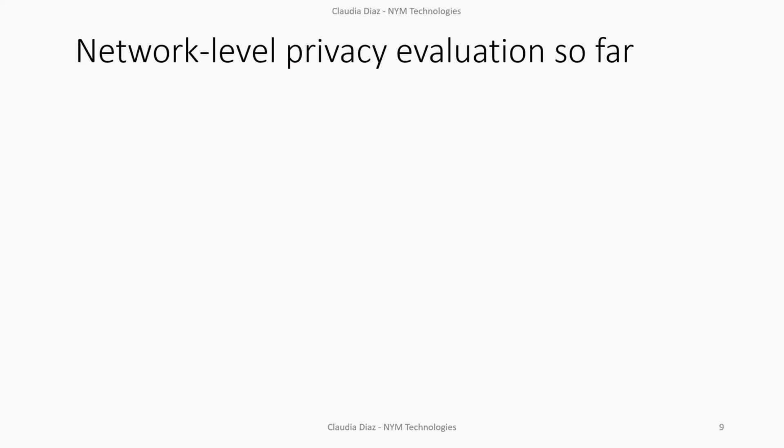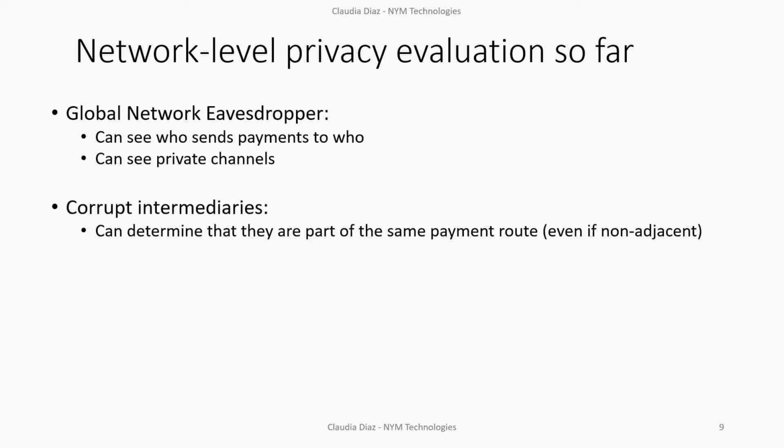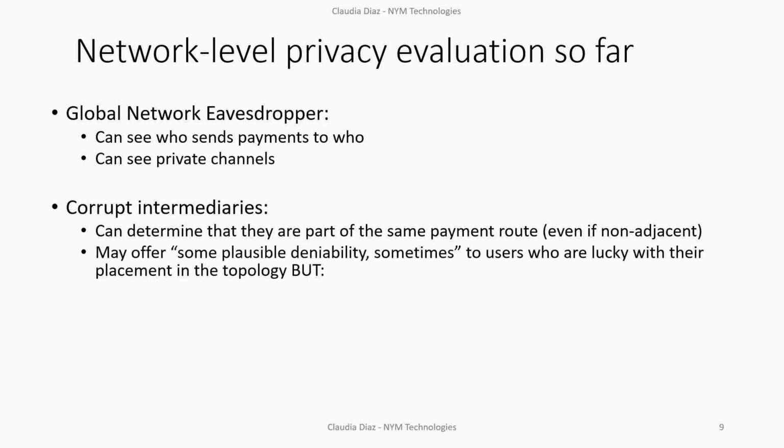So let's recap. The global network eavesdropper can see who sends payments to whom and can see the private channels. And the corrupt intermediaries can determine that they are part of the same routes. There may be some plausible deniability for some senders and some recipients, depending on their positioning in the topology, depending on whether there is more than one shortest-path route that they can take. Then that would not be an exact match, and maybe you have 2, 3, 5. But 2, 3, 5, I'm sorry, this is a very small anonymity set. This is not anonymity. This is plausible deniability. This means I'm not sure about who was the originator.